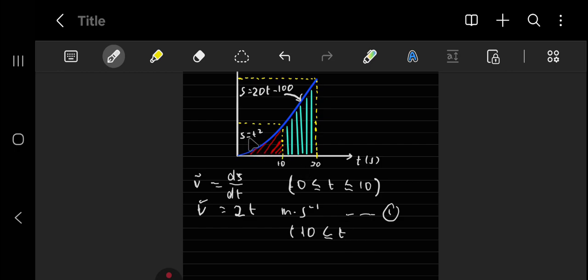And if you look at it, let's put in 10 at t, that is 100. If you put in 10 here at t, that becomes 200 minus 100 and then becomes 100, right? So that's just fine there.